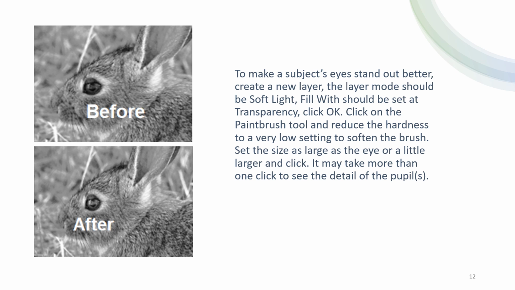To make a subject's eyes stand out better, create a new layer. The layer mode should be soft light. Fill with should be set at transparency. Click OK. Click on the paintbrush tool and reduce the hardness to a very low setting to soften the brush. Set the size as large as the eye or a little larger and click. It may take more than one click to see the details of the pupils.